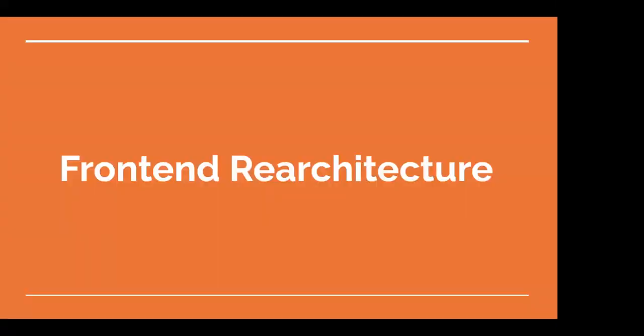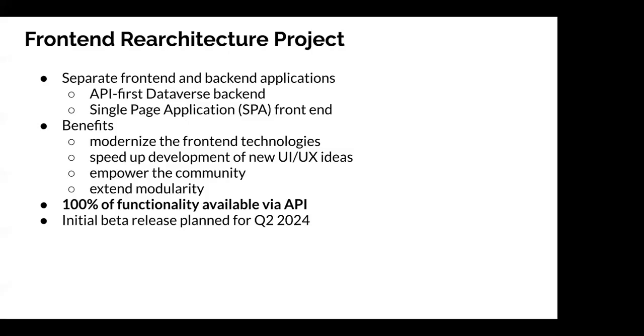And so the last thing we'll talk about really quickly is the front-end architecture project. So basically the idea is that we are separating the front end and the back end applications. Like I said in that initial diagram, we had one box where both the UI and the API were part of that same box. The UI will now go outside of that box. The back end, therefore, will be API first, Dataverse backend, and the front end can be the single page application outside of that core Dataverse.